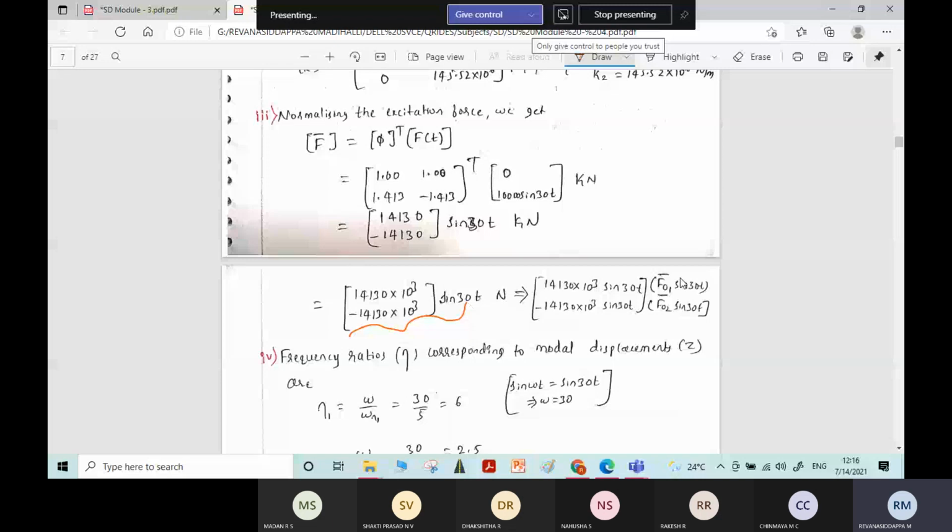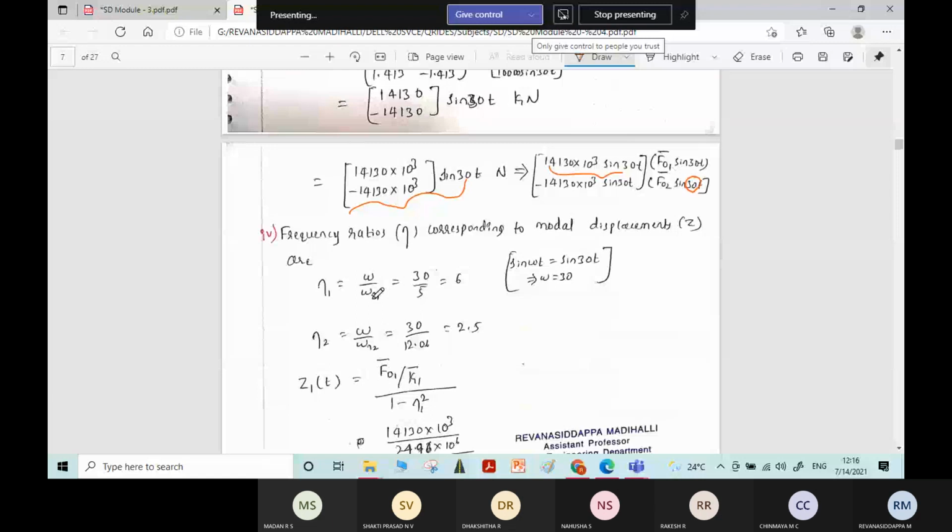Again, I have multiplied this sin 30t to both these terms. It is in the form of f naught 1 sin omega t, f naught 2 sin omega t. Omega value is 30. Frequency 30. Omega n1 and omega n2 you have already determined. Here, 5 radians per second. That is substituted here, and eta 1, eta 2, you got it.